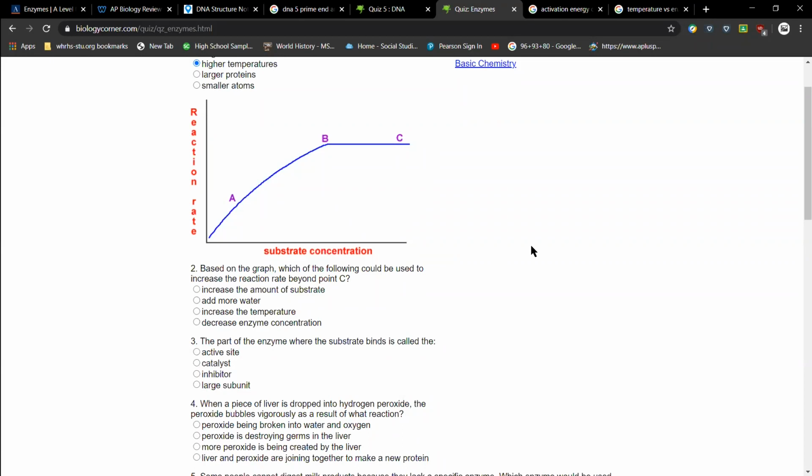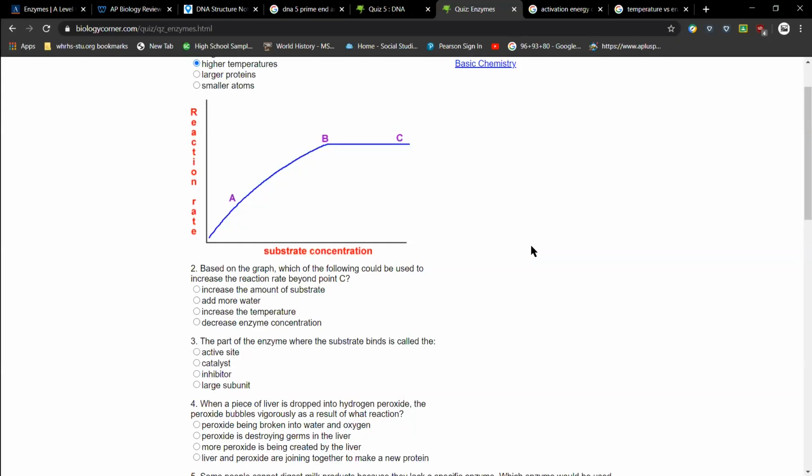Okay, so it seems like this was a more difficult question, but the 2 who answered, good job, you both got it. So think about this, right? If we increase the amount of substrate, remember I said that that's going to have no effect. Increasing the amount of substrate does not change anything in the reaction. The reaction rate is still at its maximum.